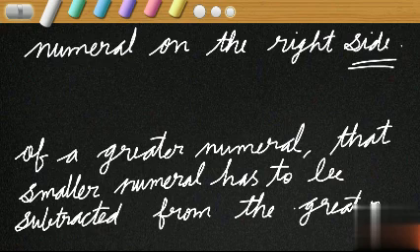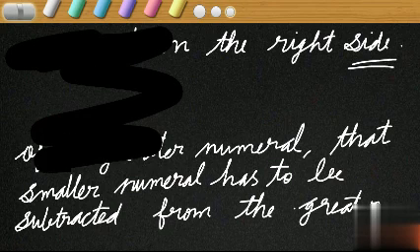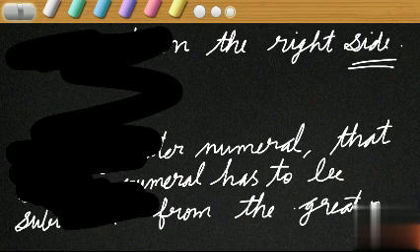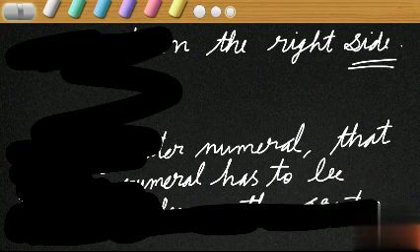Okay. What is the third rule? If a smaller numeral is written on the left side of a greater numeral, it has to be subtracted from the greater numeral on the right side. That is the third rule. Now, after completing the rule, stop writing and listen. After explaining the rule, we shall write the examples. So, what is the rule?